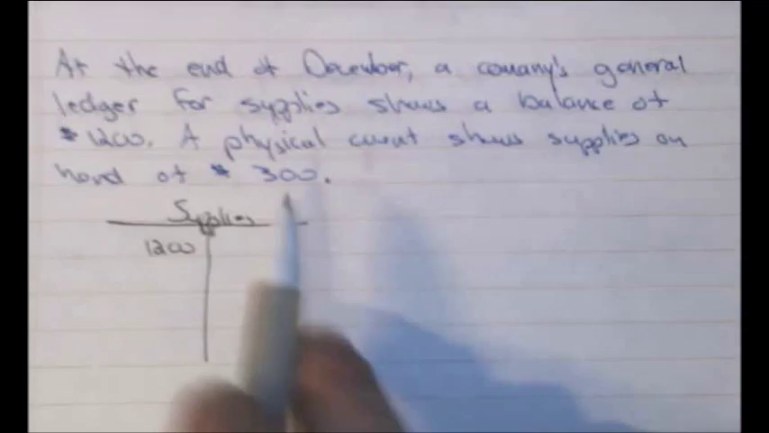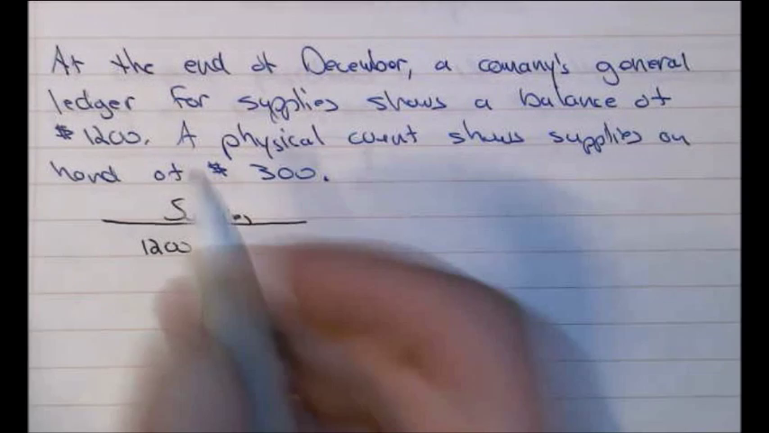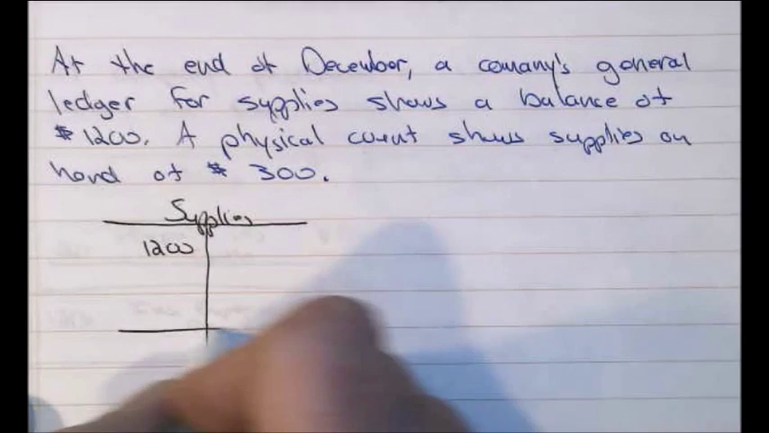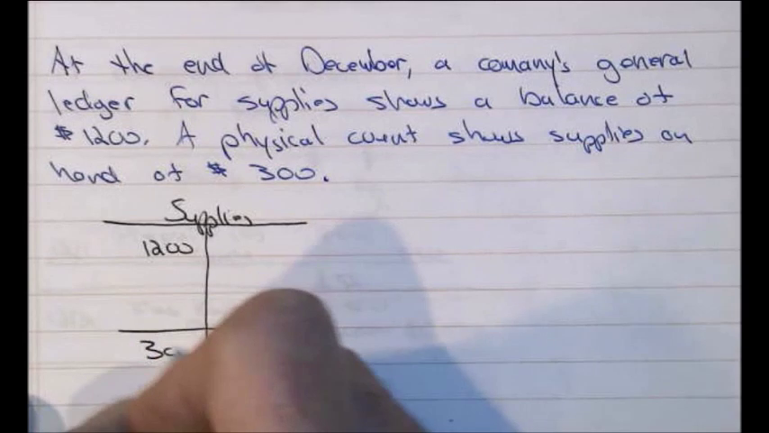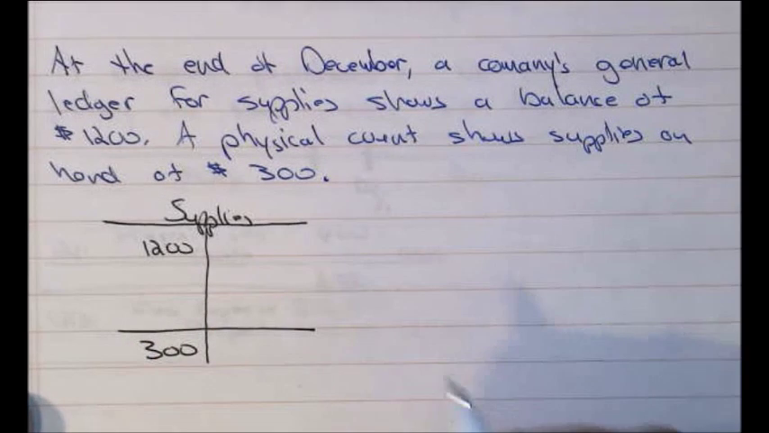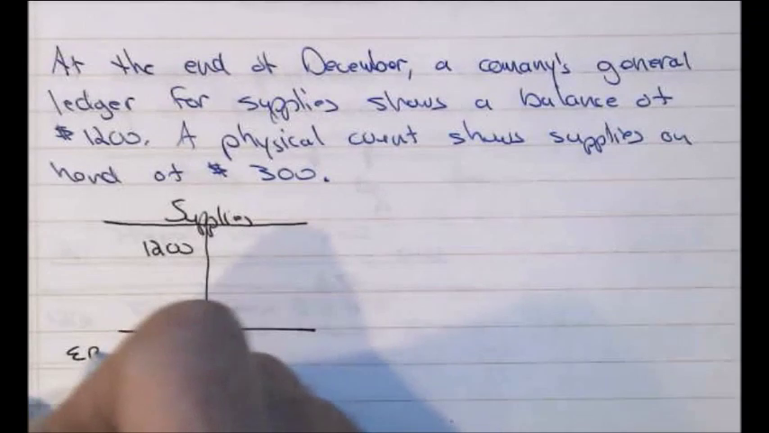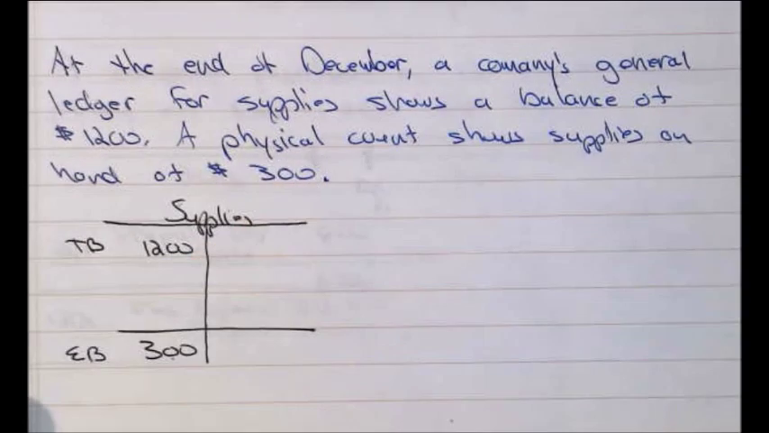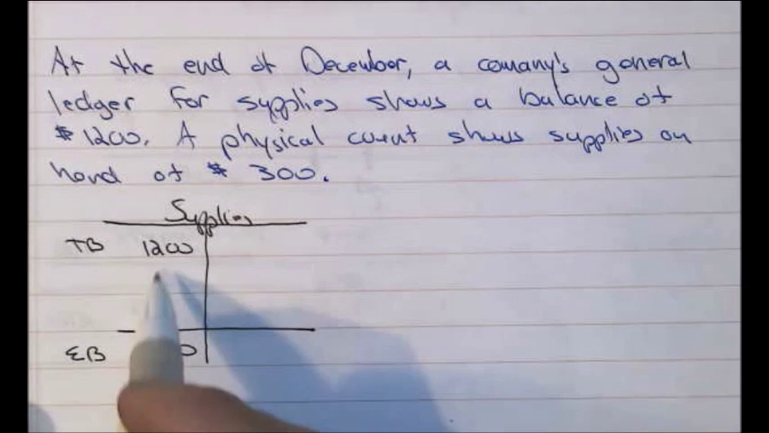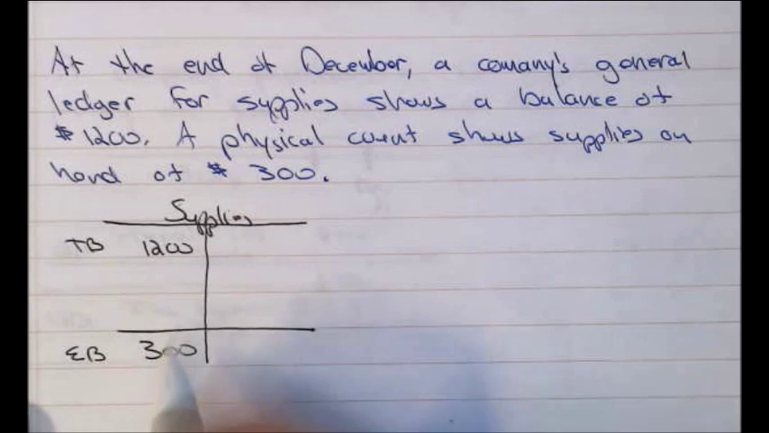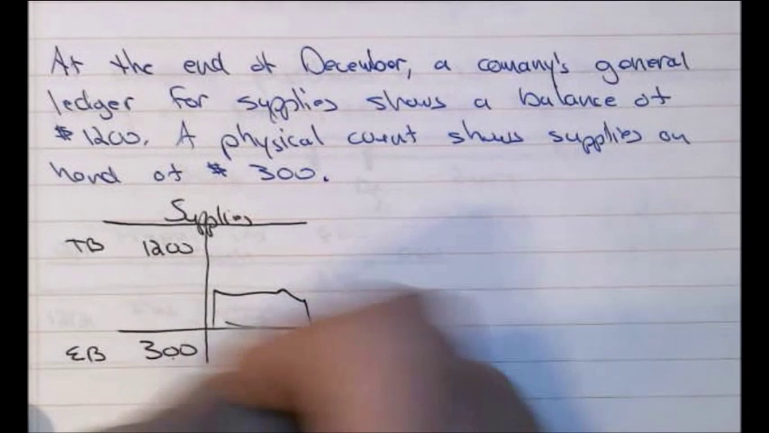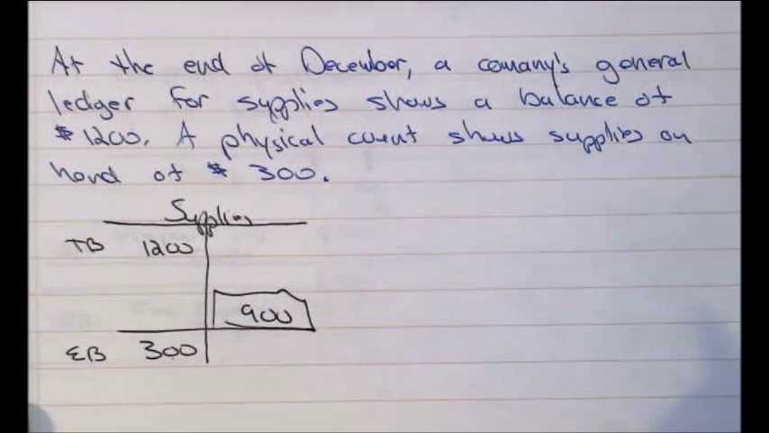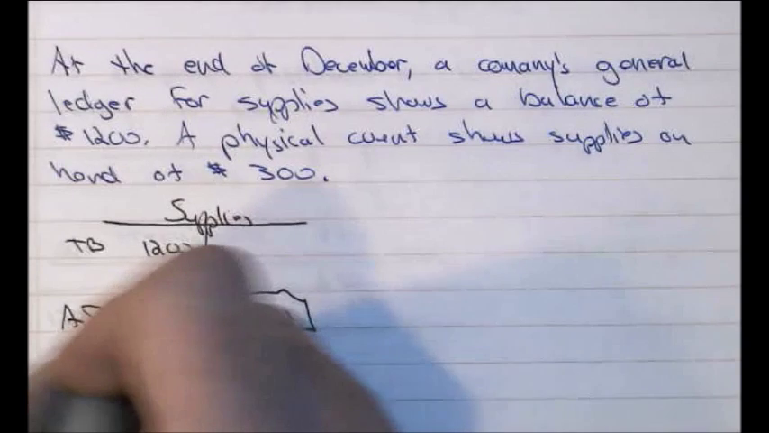A physical count shows that at the end of the period, we have $300 left, so that means I have $300 left in my closet. So my ending balance is $300. We know on the trial balance it's showing $1,200, so what does that mean? We've used up some of our supplies. 1,200 minus 300 means that we've used up $900 worth of supplies. Well, that's our adjusting journal entry.